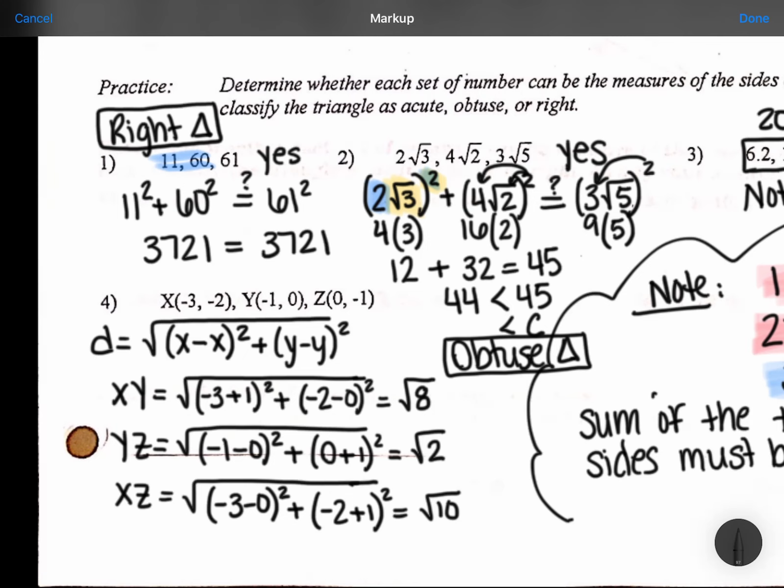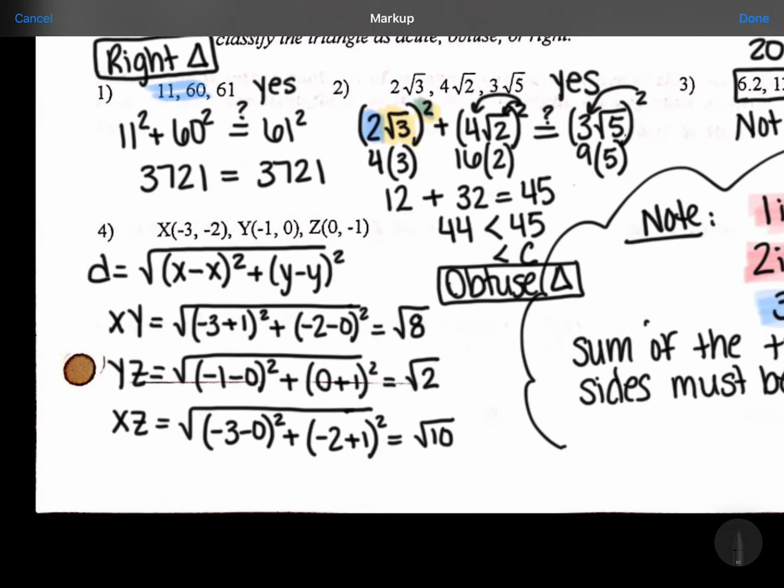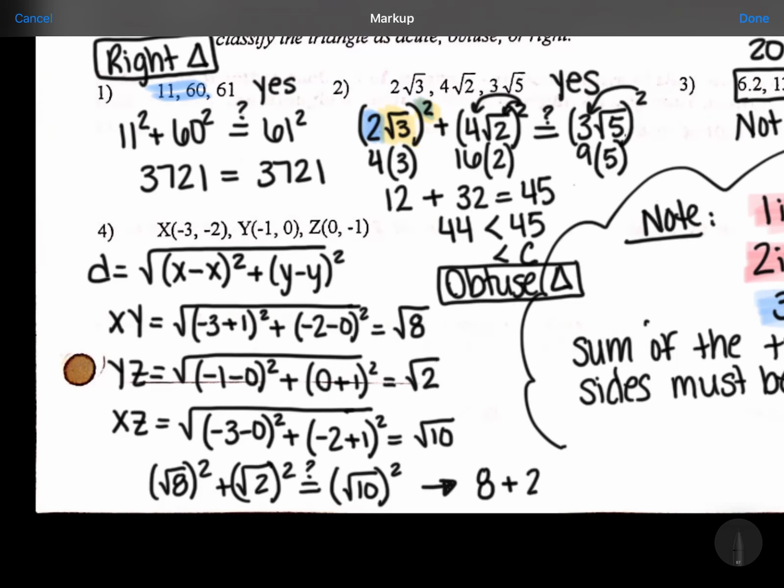All right, so I have 3 sides. Now I'm ready to use the Pythagorean theorem. And so I'm going to say radical 8 squared plus radical 2 squared. Does that equal radical 10 squared? Well, we know if we take radical 8 and we square it, I get a regular 8. Radical 2 squared is regular 2. Radical 10 squared is regular 10. And we know 8 plus 2 is 10. So that is a true statement. So yes, this is a right triangle.